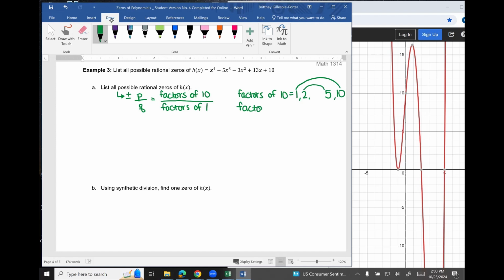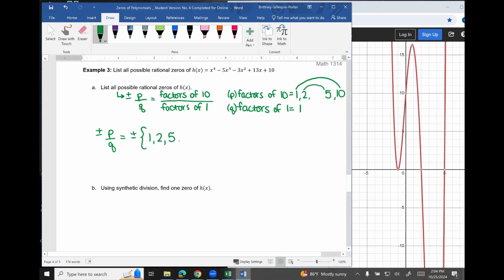And factors of 1 are just 1. So when we do our plus or minus p over q, and remember, I'm going to list these with the plus or minus out front. We're going to take each of these values of p, the factors of 10, and divide them by 1. So 1 divided by 1 is 1. 2 divided by 1 is 2. 5 divided by 1 is 5. And 10 divided by 1 is 10.